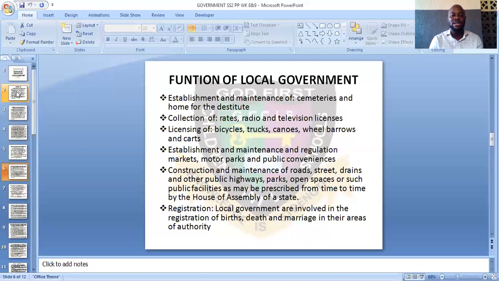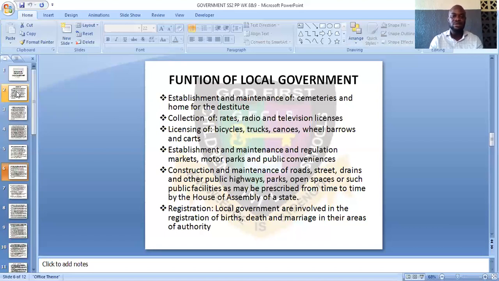If we have areas where there is drainage, that is the gutters and all that, that also belongs to the local government road, because we have federal roads, we have state roads, and we have local government roads. So the construction of all these is one of the functions of the local government. Also parks, open spaces, and public facilities, as prescribed by the House of Assembly, are all to be maintained by the local government of such area.